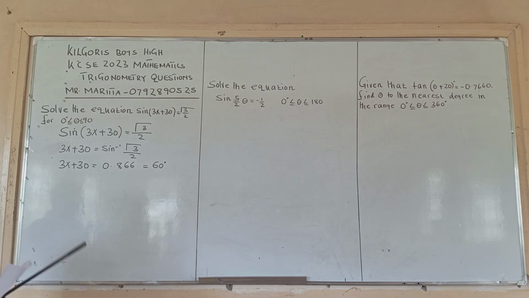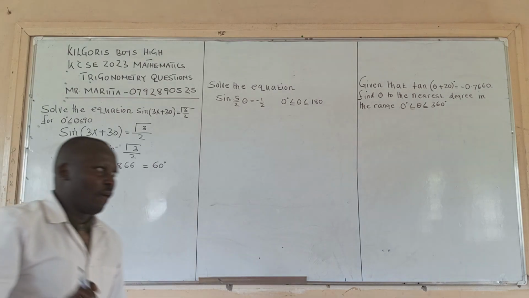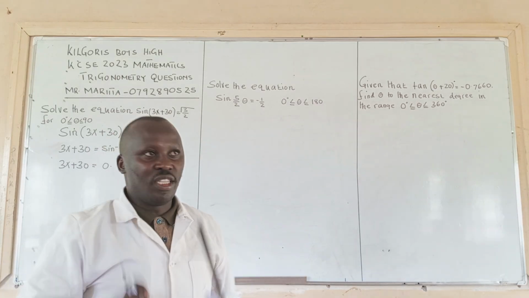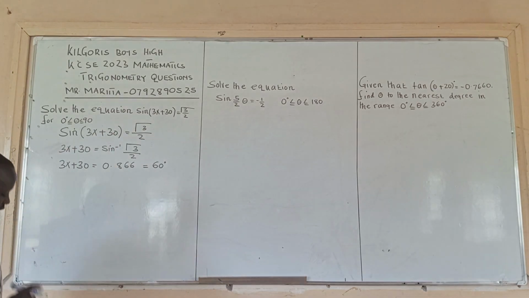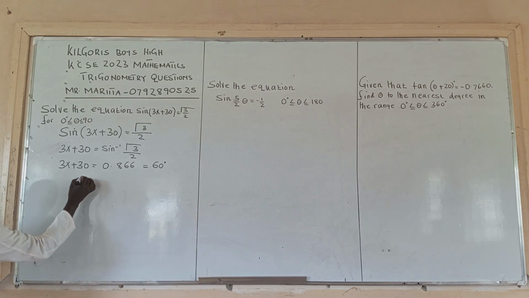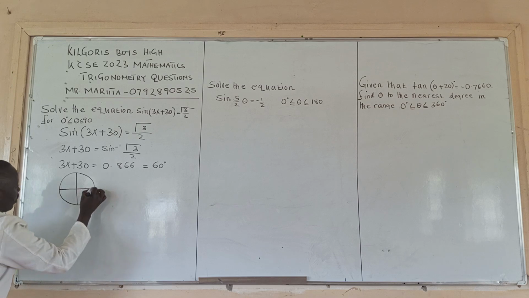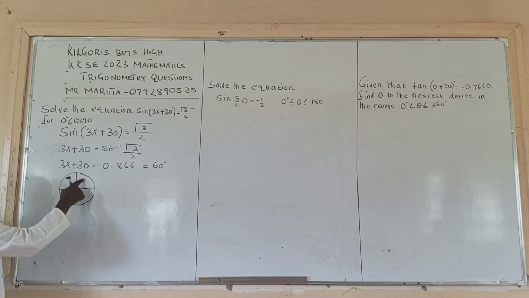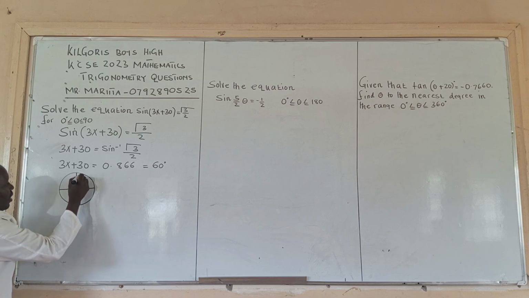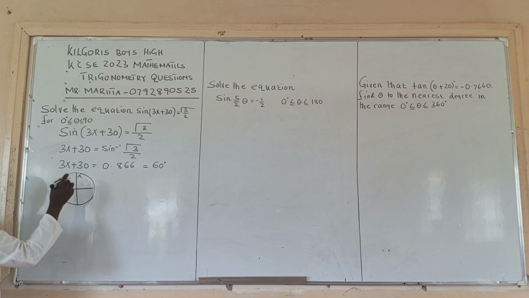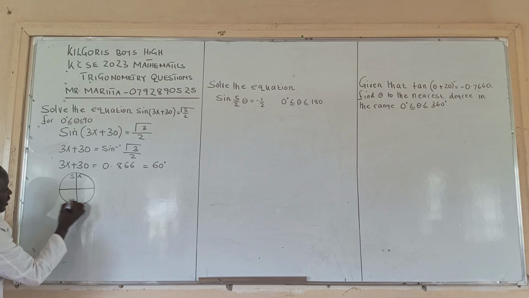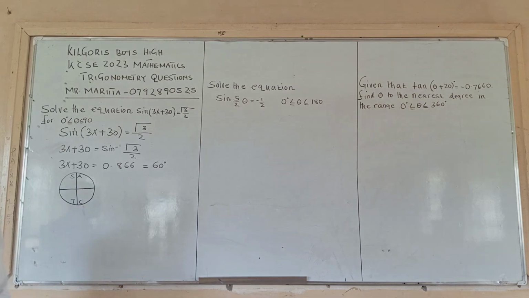So if we have 60 degrees, there is one thing that you need to know. To answer this question, you must use the unit circle. You must use the unit circle for you to get this question right. In the first quadrant, all the trigonometric ratios are positive. In the second quadrant, only sine is positive. In the third quadrant, tangent is positive. And in the fourth quadrant, only cosine is positive.